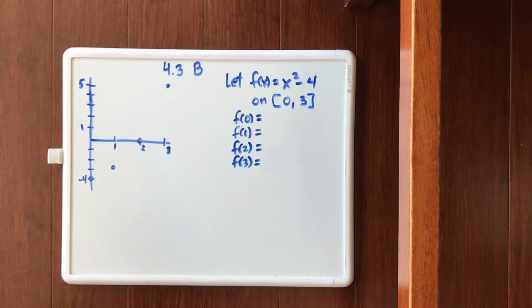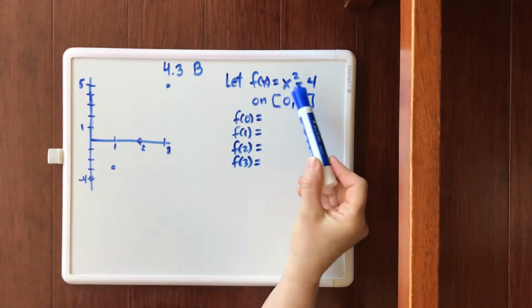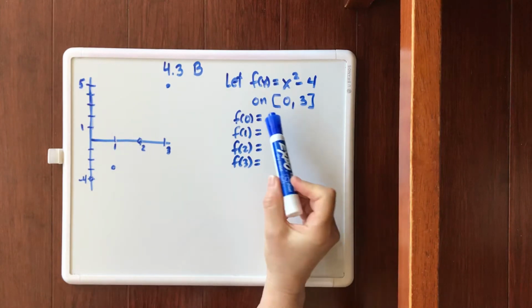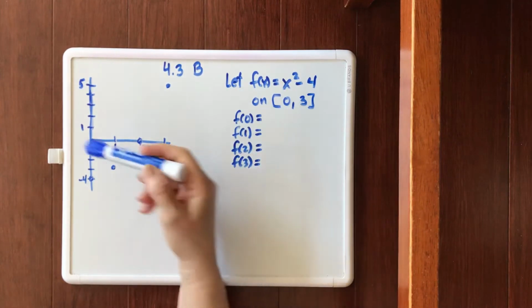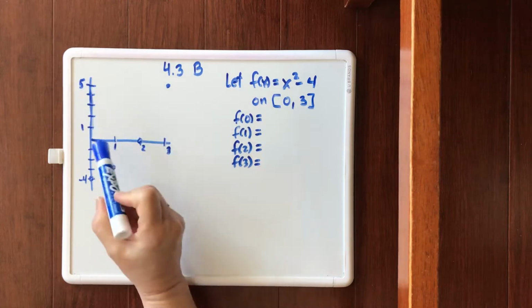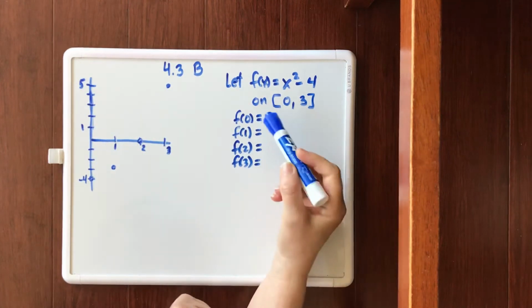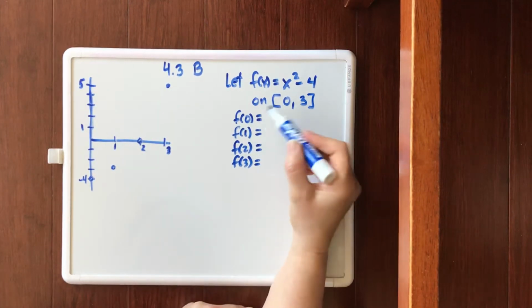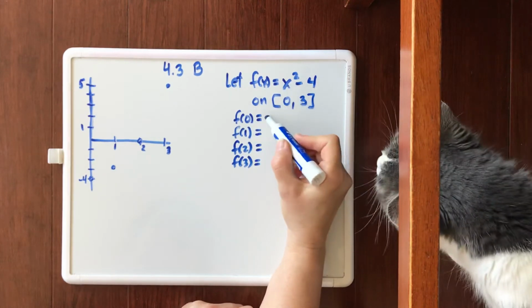4.3b. Okay, we're going to start off with a function, let f of x equals x squared minus 4 on the interval from 0 to 3. So I drew from -4 to 5, from 0 to 3. So we input 0. 0 gives us -4.